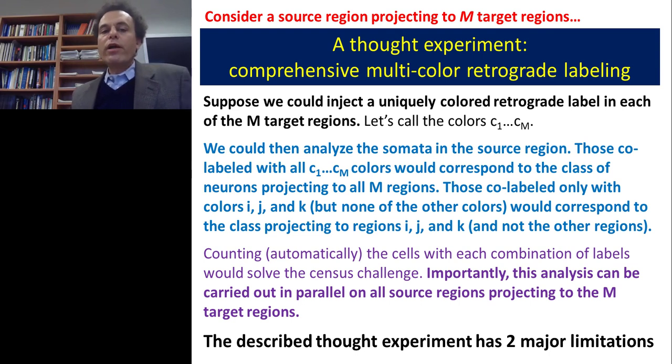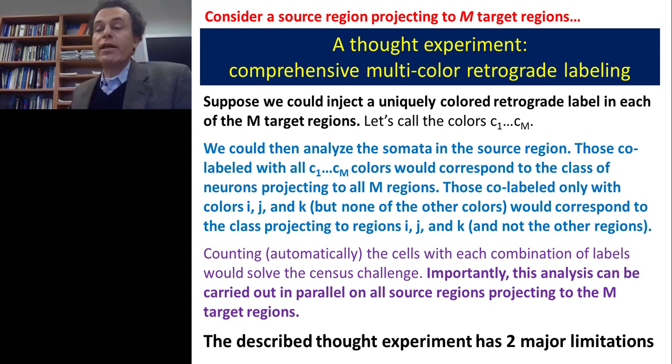So as an alternative, we can think of a thought experiment based on Hongwei's beautifully made retrograde projection maps. Suppose that we can inject an arbitrary number of different colors retrogradely in all the regions of the brain. Let's call those colors C1 to CM for the M target regions. And then what we can do is simply go to the source region and count the number of cells that are colored with each unique combination of colors. If that were doable, we could even do that automatically in a very expedient way, and we would be able to determine the number of neurons with each projection.